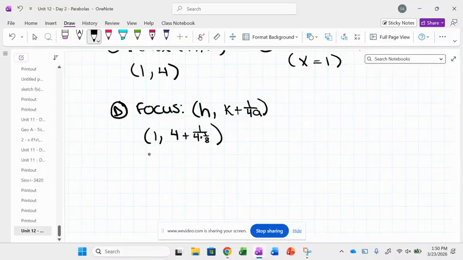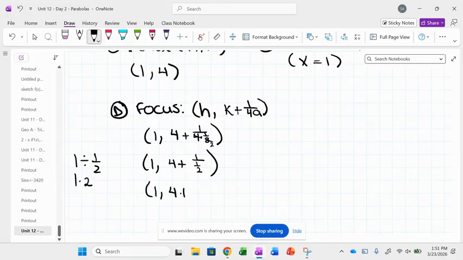So now I have 1 comma and then 4 plus 1 over, can I cross simplify this? 4 goes into 8 twice. So it's 1 over a half. Well, isn't this the same as saying 1 divided by a half? Keep, change, flip. So we're going to have 1 comma 4 plus 2. So it's 1 comma 6. So we found our focus.